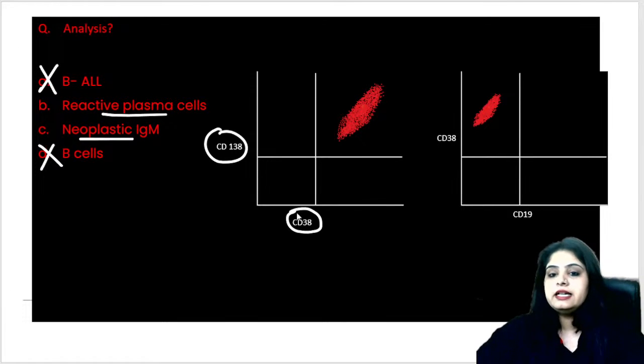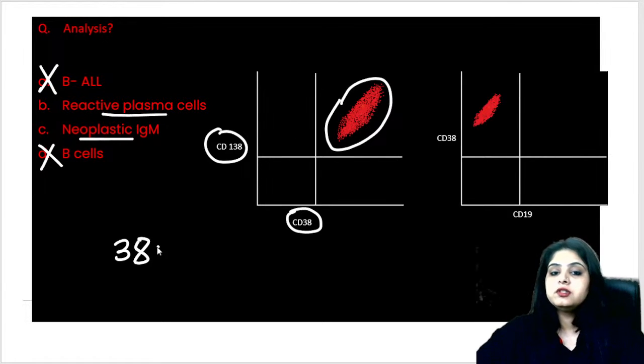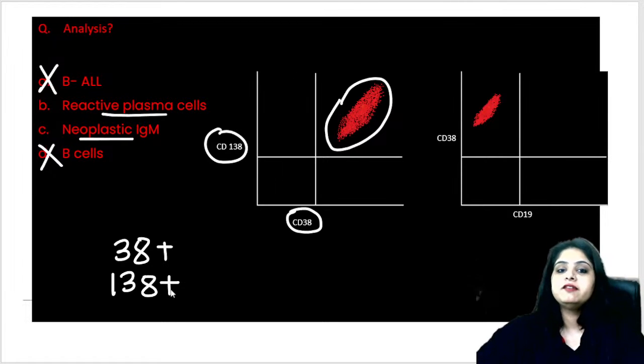So when I say CD38 and CD138, over here in the DP quadrant, both are positive. So 38 is positive, 138 is positive. But CD38 and CD138 will be present on every plasma cell, whether it is a normal plasma cell or a cancerous plasma cell, in both it will come. So now this didn't solve. I had to go to the next one.